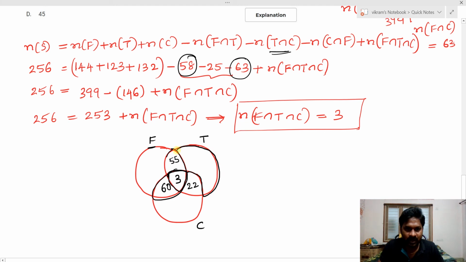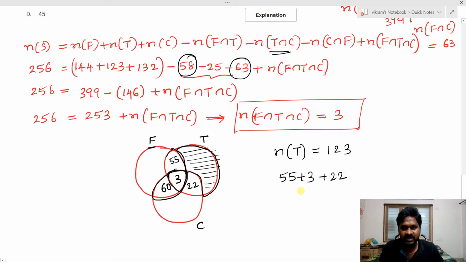The question is asking how many members can play only tennis. This is the portion to find out for tennis. We know that the number of players who can play tennis is given as 123. From the 123, 55 members plus 3 plus 22, that means 55 plus 25, we will get 80.